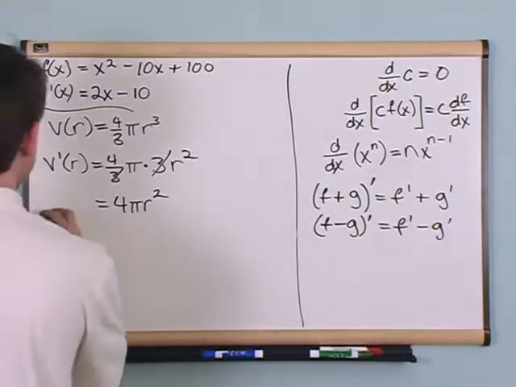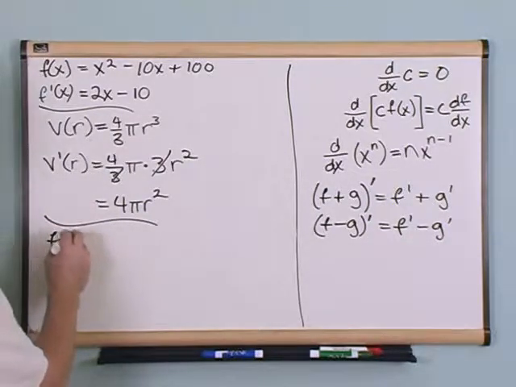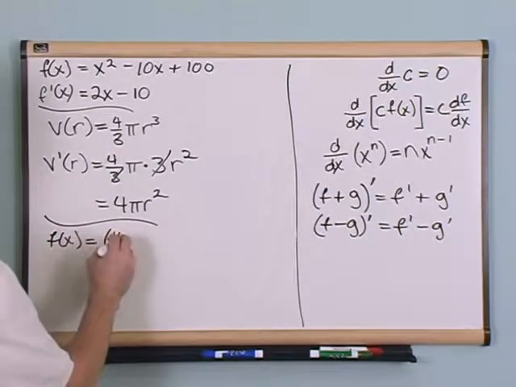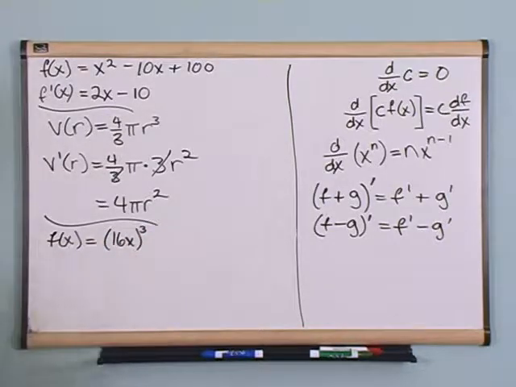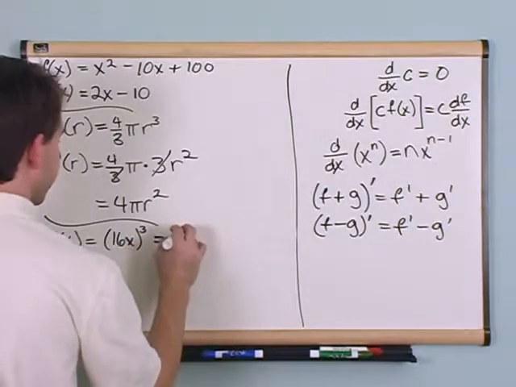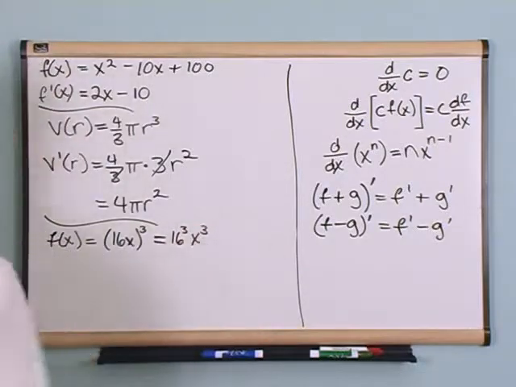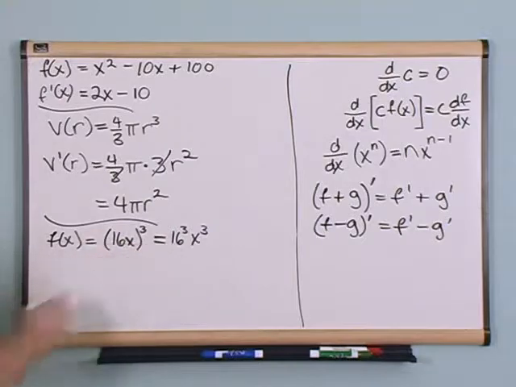Now what if you had a problem like f of x is equal to 16x to the third power, all wrapped up here in the exponent? Well, the way I would tackle that is I would say, that's 16 to the third times x to the third, right? Because when you have an exponent outside, you just distribute that exponent in.